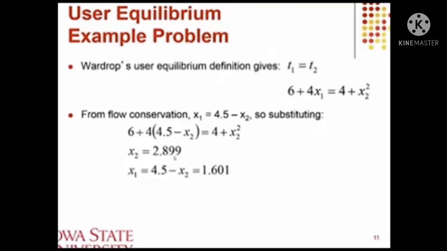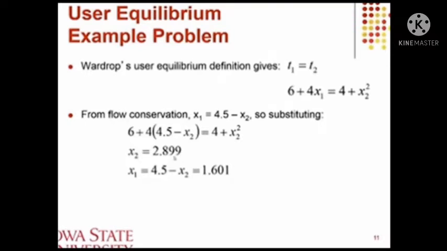So we can substitute it to the equation, which is 6 plus 4 times 4.5 minus x sub 2 is equal to 4 plus x sub 2 raised to the power of 2. So the result here, we have x sub 2 is equal to 2.899.